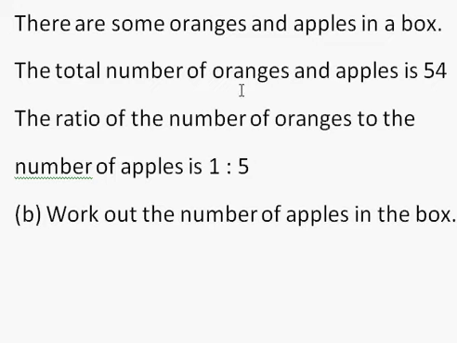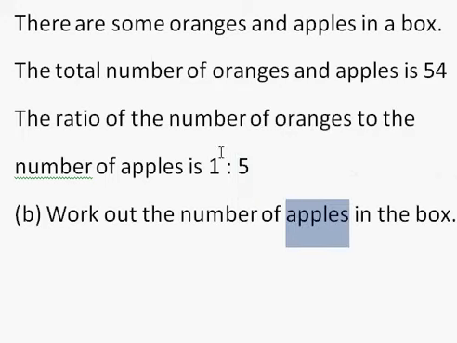There are some oranges and apples in the box, and there are 54 oranges and apples all together. So if you counted all the oranges and all the apples in the box, you would get 54. And we know that the ratio of oranges to apples is 1 to 5. That means that for every orange in the box, there are 5 apples. So we need to work out the number of apples in the box.